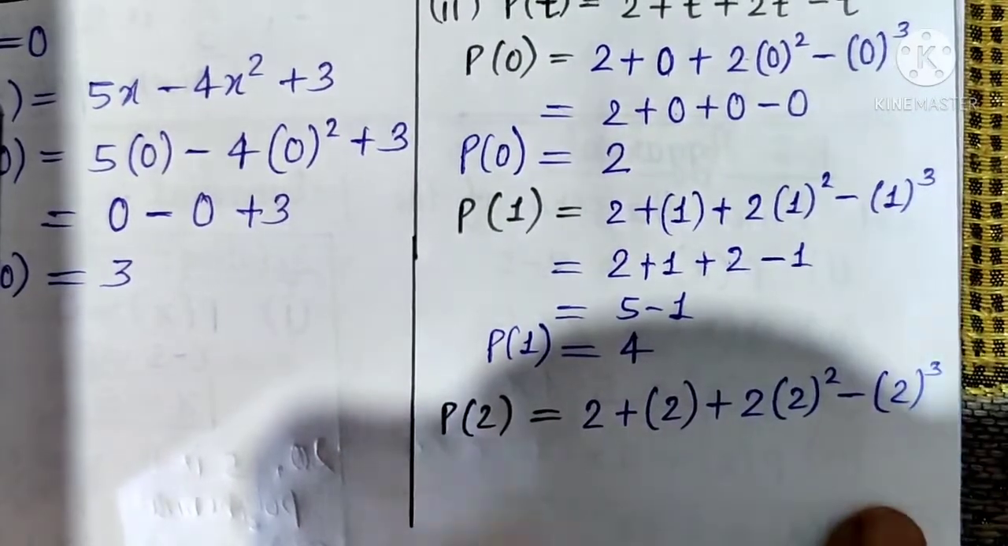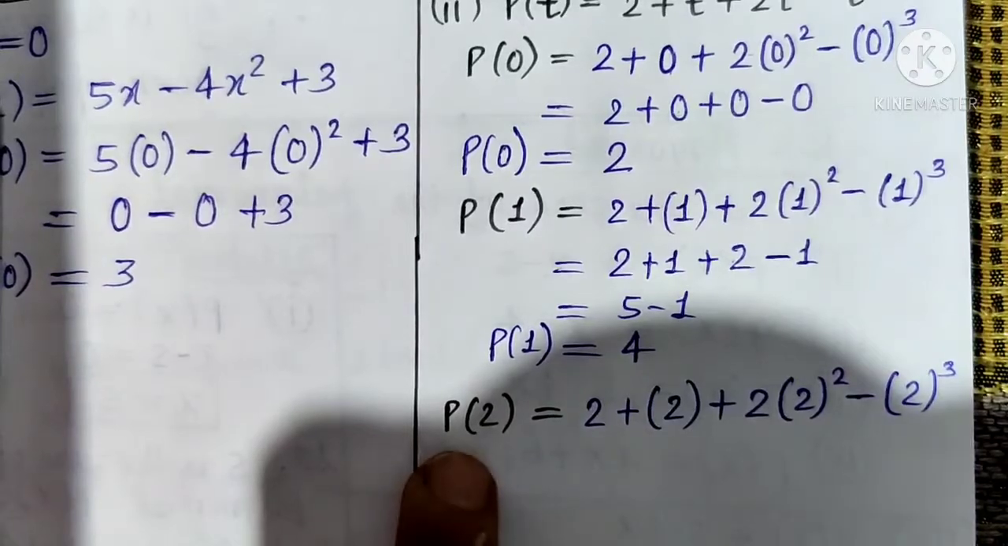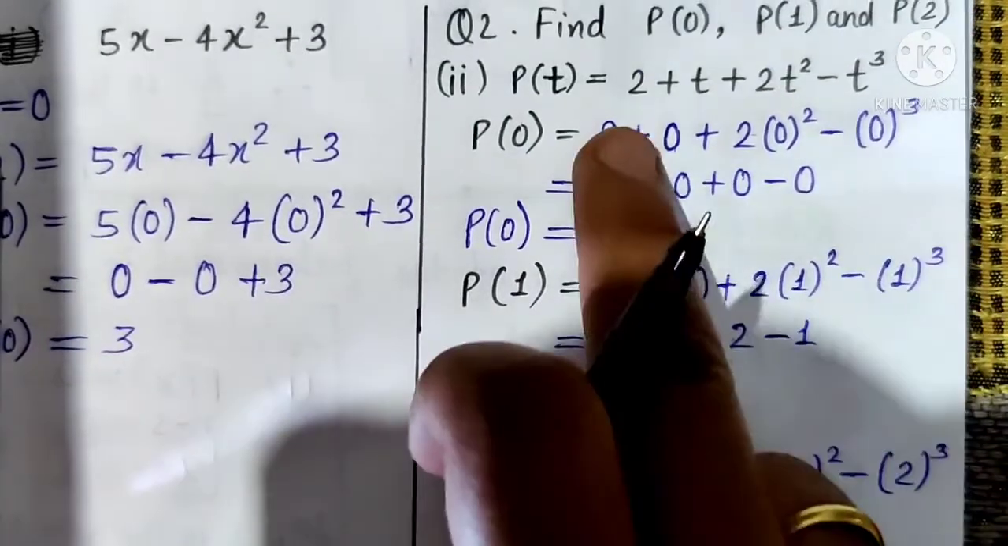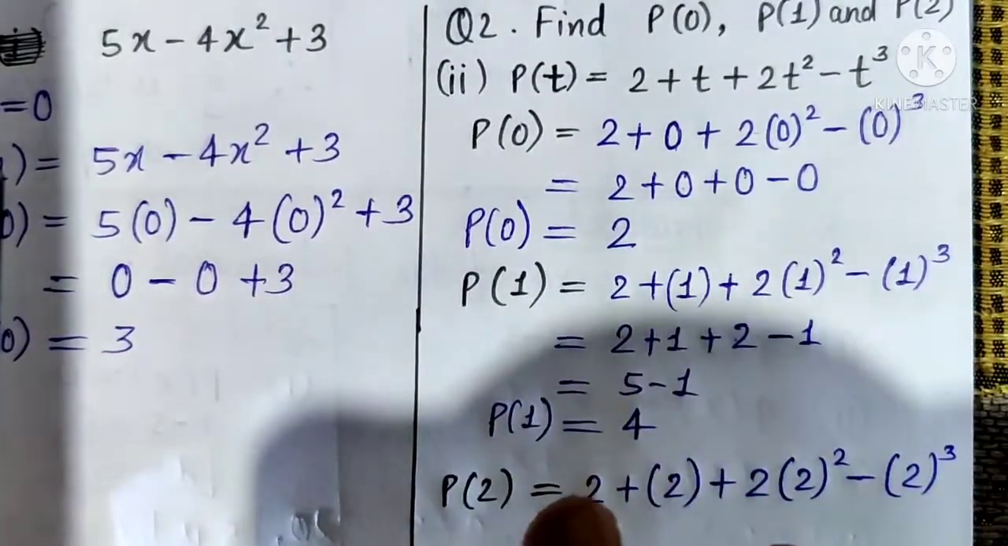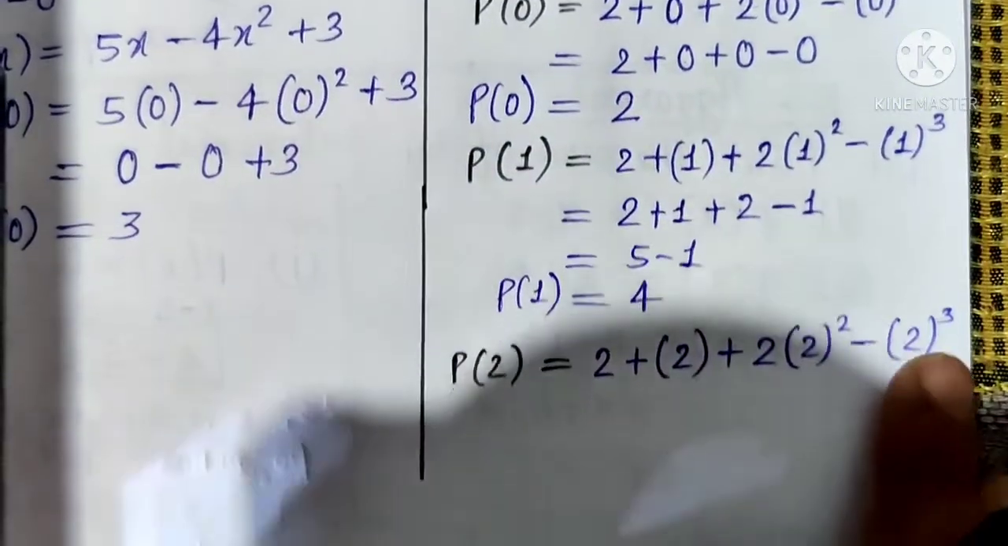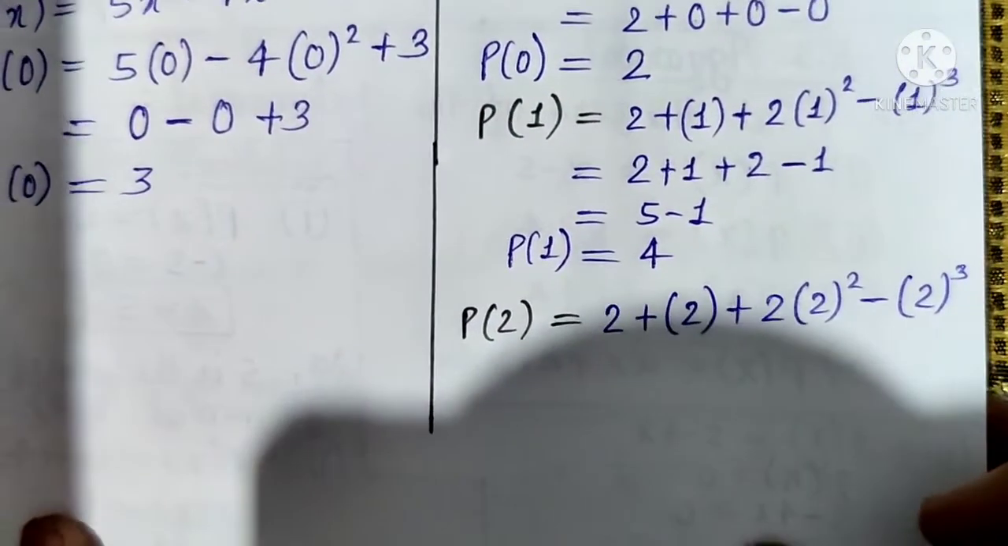See what we have done? Whatever value we are given, we are just putting in the place of the variable. Nothing else we are doing. Just what we are told to do, the same thing we are doing. Okay. Now we can solve it here easily.